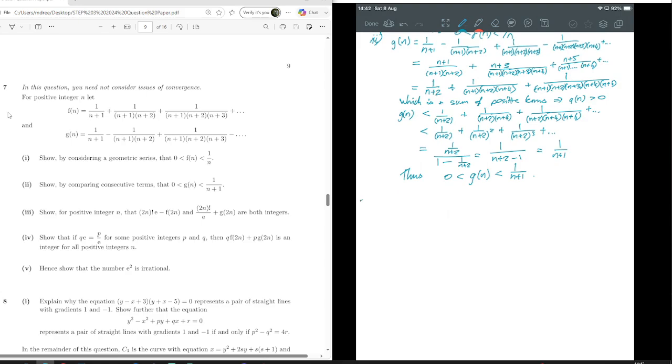Part 3. Show that for positive integer n, 2n factorial times e minus f of 2n and something else are both integers. Okay.